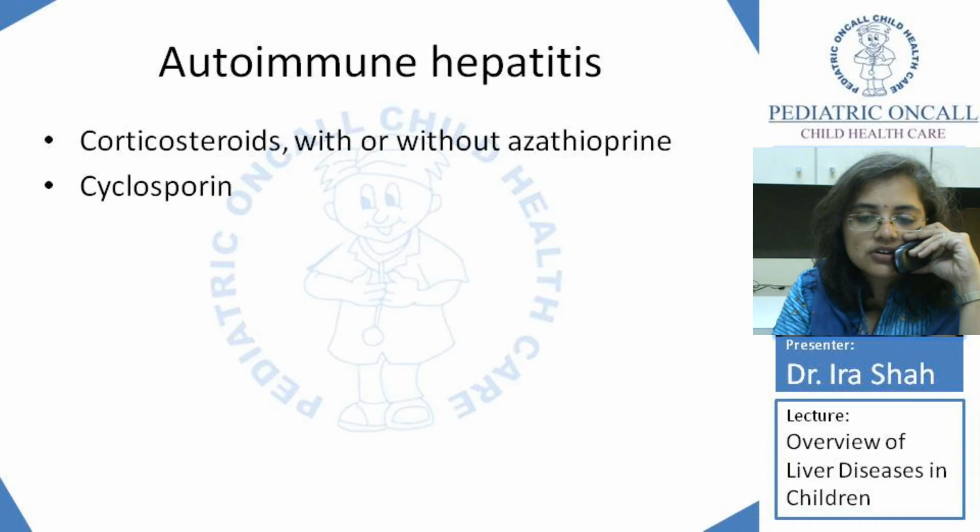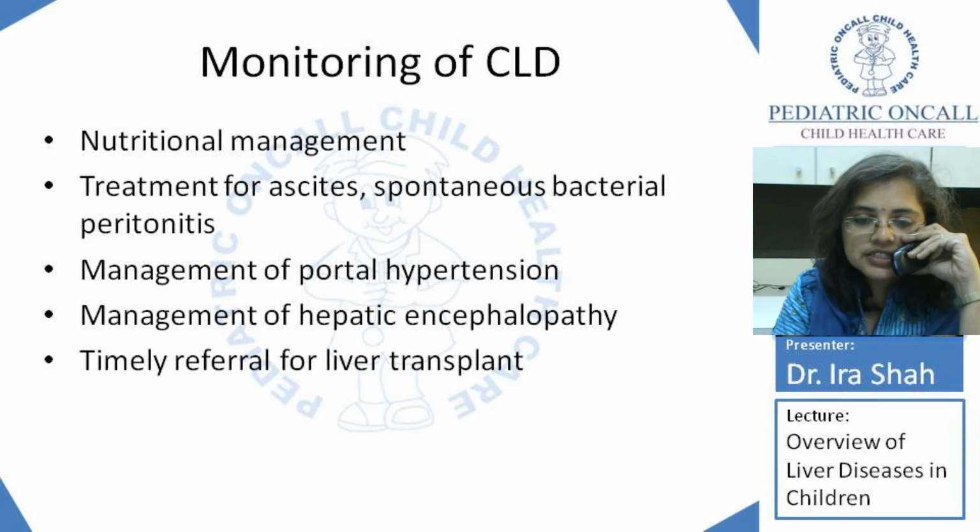Autoimmune hepatitis is treated with corticosteroids with or without azathioprine and cyclosporin. Monitoring of chronic liver disease: nutritional management is important. Look for ascites, spontaneous bacterial peritonitis, portal hypertension, hepatic encephalopathy, and timely referral for liver transplant.